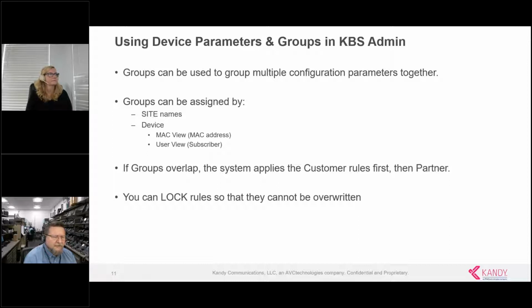The groups do overlap in a hierarchical structure of partner down to customer level and down to site. So we'll start with the partner level, which is something you might want to do globally. Say you want an NTP source set within your partner, or maybe you want to turn on global address book or personal address book globally. You can do that there, and then you can also lock them so that they can't be overwritten by a subsequent priority rule.